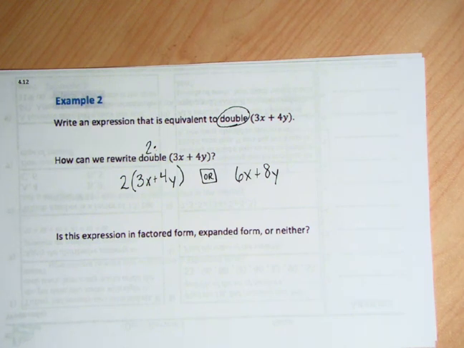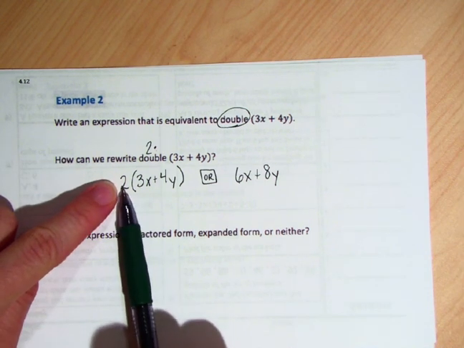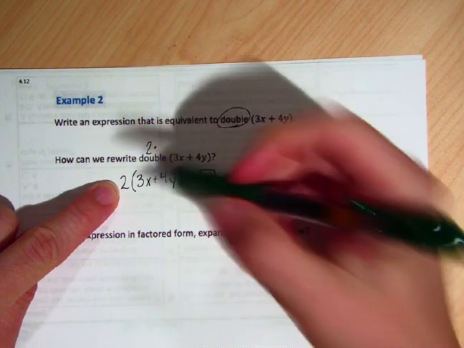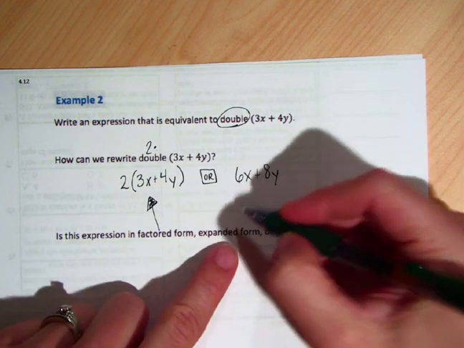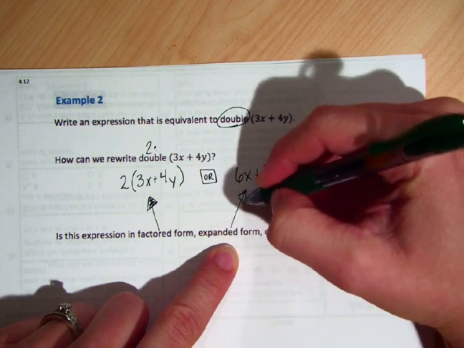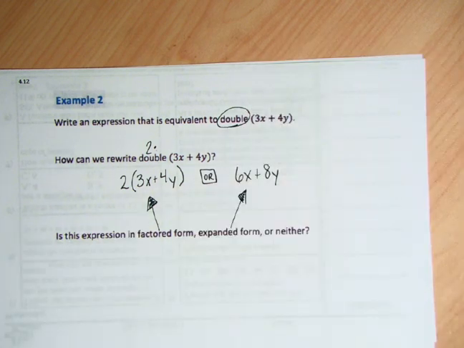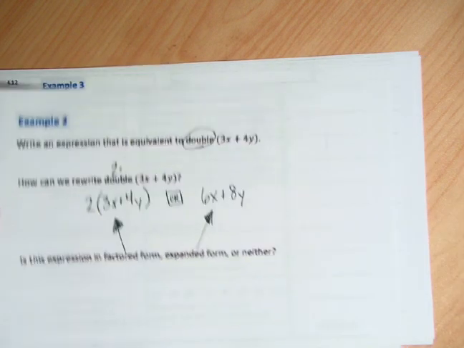Well, remember, we factored last time. Factoring is where we pull out the greatest common factor and put it on the outside. So this one is factored, while this one is expanded because we kind of just distributed it in and expanded it. Okay, let's look at another example.